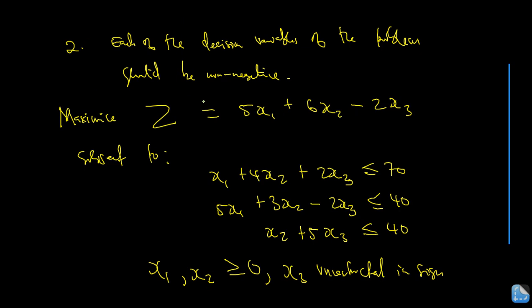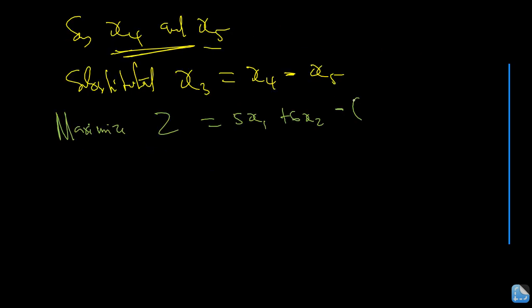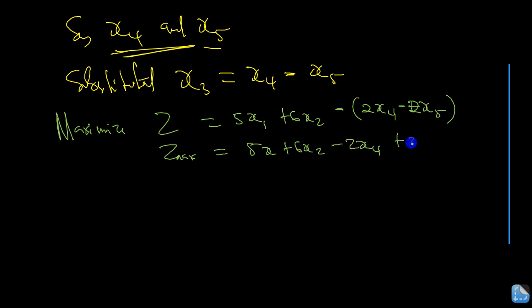We're going to put 2, so it will be minus 2x4, or minus, sorry, minus 2x5, and then we can simplify this further so that we have our z max equal to 5x1 plus 6x2 minus 2x4 plus 2x5. So this will be our new objective function.